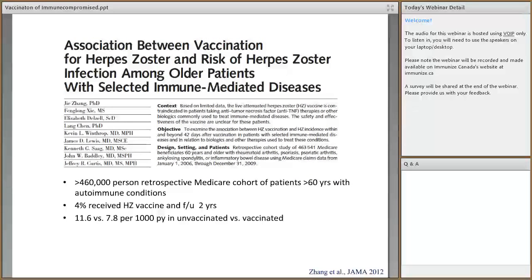So this was a study published in 2012. It was a large retrospective review of a Medicare cohort of patients who were more than 60 years old with autoimmune conditions. And you can see that in this cohort of more than 460,000 patients, they found that 4% received the herpes zoster vaccine. And what they first found was that in those that received the vaccine, there was certainly a lower incidence of shingles when these people were followed for up to 2 years. So it was 11.6 versus 7.8 per 1,000 person years in unvaccinated versus vaccinated.